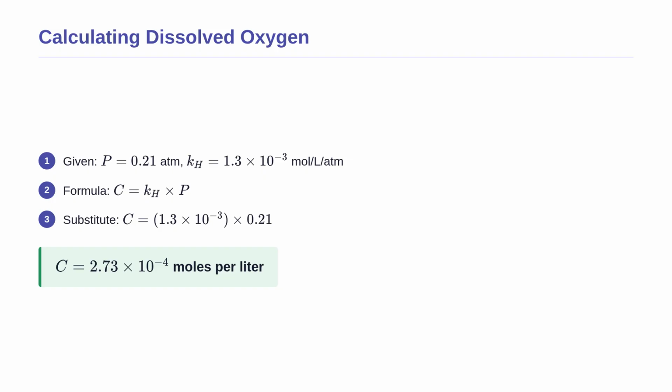We choose Henry's law because it directly connects atmospheric pressure to water solubility. By multiplying our given constant by the partial pressure, we calculate the final concentration. The result is 2.73 times 10 to the negative fourth moles per liter. This number tells us exactly how much oxygen is physically available for the fish to breathe under these specific conditions.